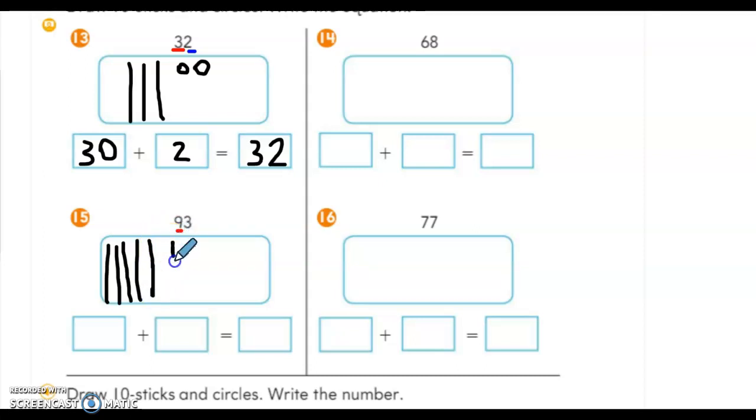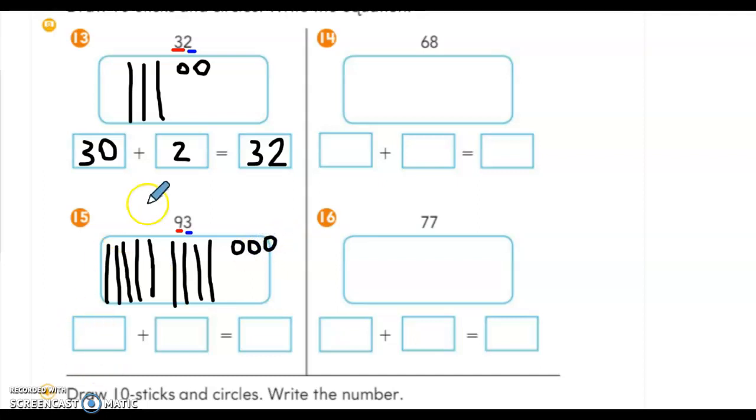And I'm going to leave a little space. 60, 70, 80, 90. Now we have to check our ones place. What's in the ones place? 3 ones. So we draw our circles. 1, 2, and 3. Let's make our equation.